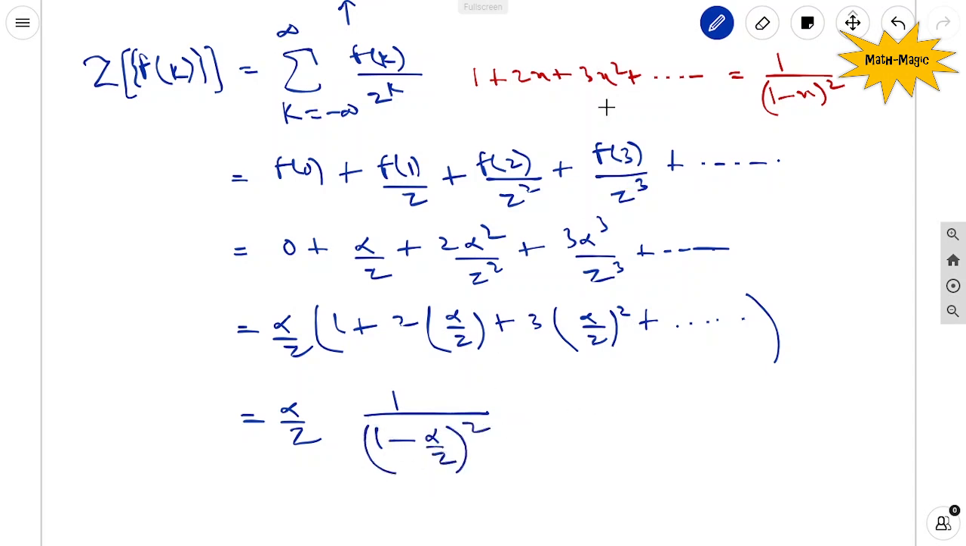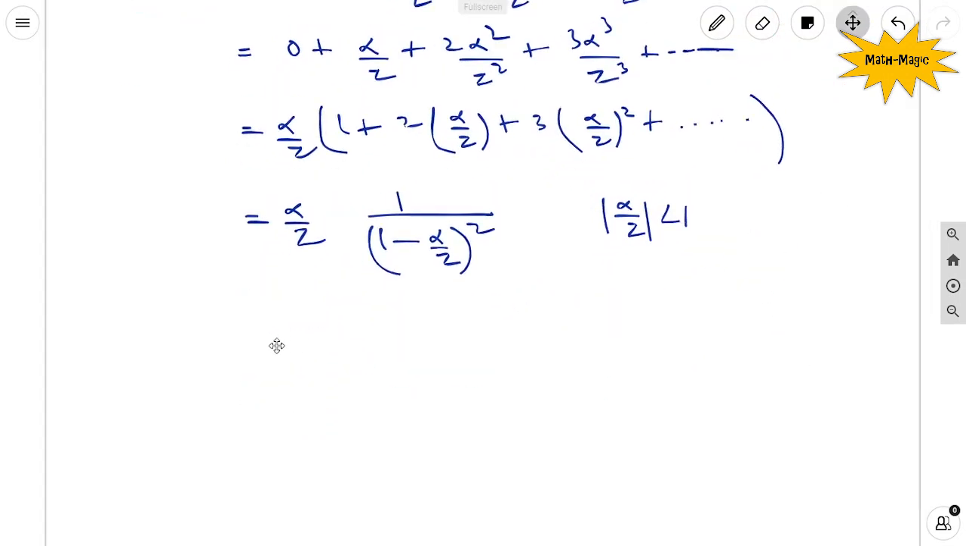Okay, so again, this infinite sum was finite for |x| less than 1. So here we are going to have |alpha by z| less than 1. Now by some simplification, in the denominator we are going to get (z minus alpha) whole square, and that z square goes to the numerator, and then we are going to get alpha z. Okay, so this happens for |alpha| less than |z|.